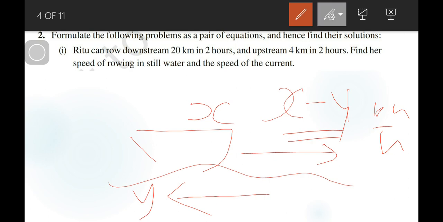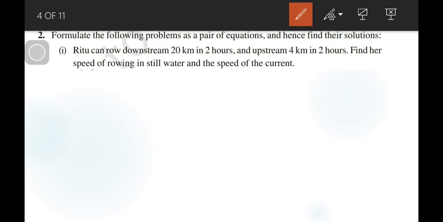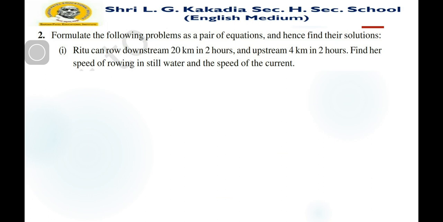So here given that Ritu can row downstream for 20 km in 2 hours and upstream 4 km in 2 hours. Find her speed of rowing in still water and speed of current.